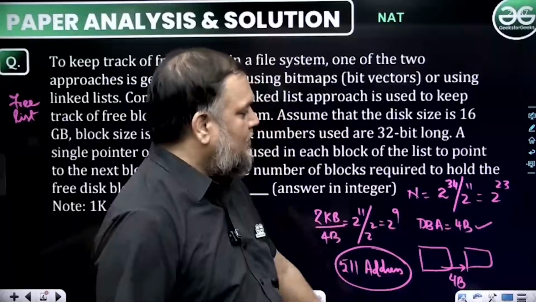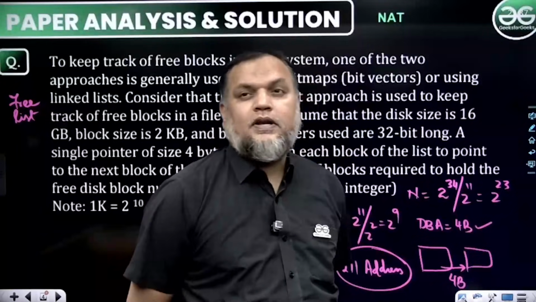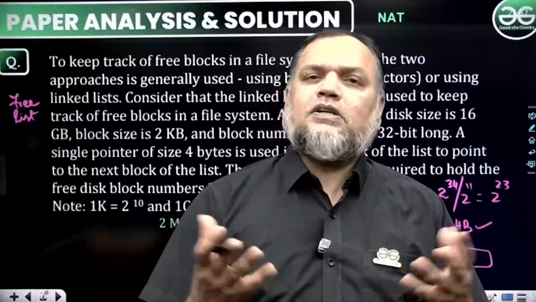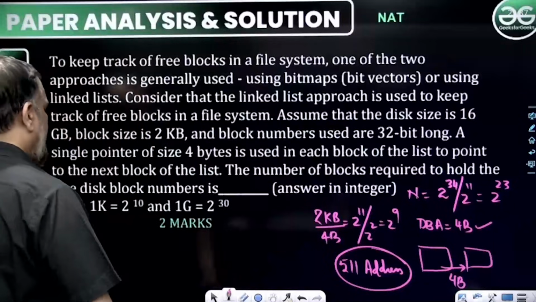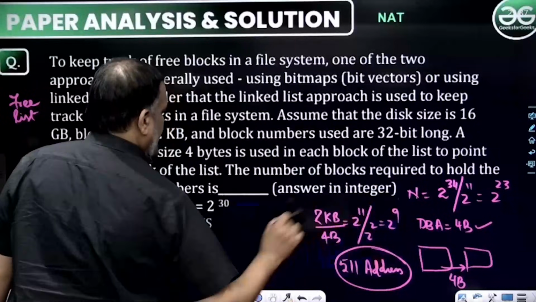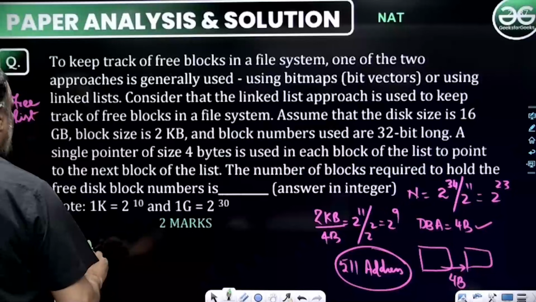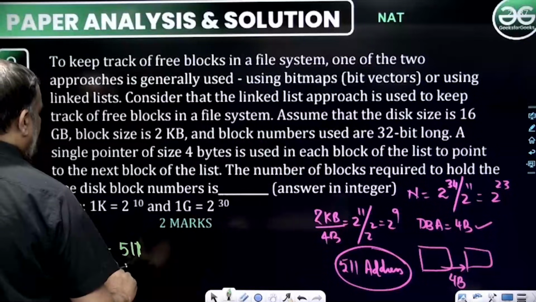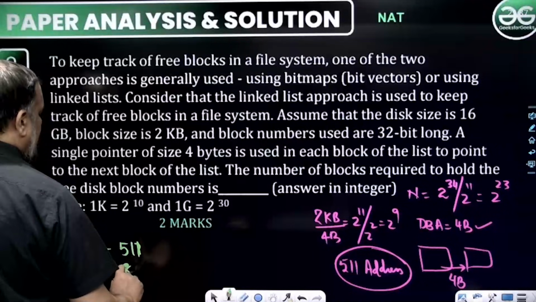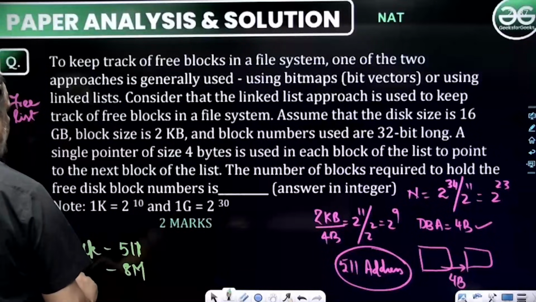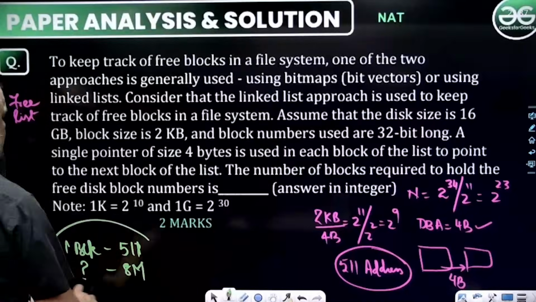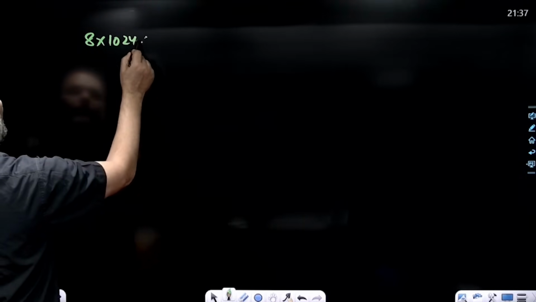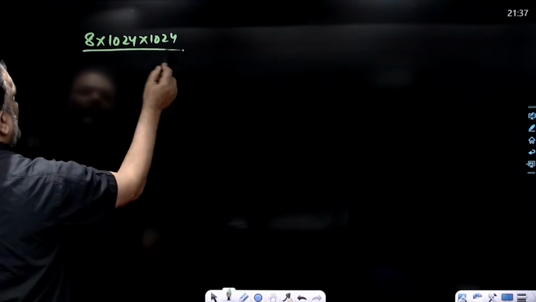How many addresses do I have? I have number of blocks 2 power 23. 2 power 23 addresses need how many blocks? That's a computation, a simple equation. One block can store 511 addresses. I have 2 power 23, that means 8 mega addresses. 8 mega addresses need how many blocks? So 8 mega is 8 into 1024 into 1024 divided by 511.